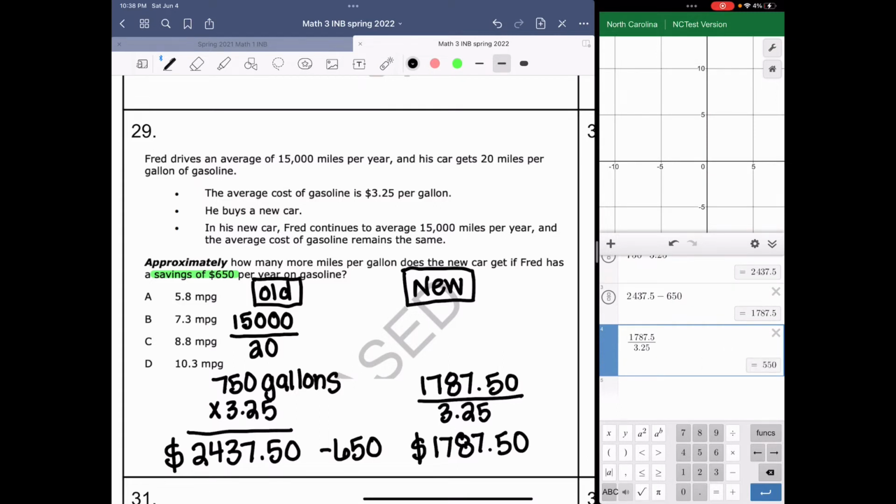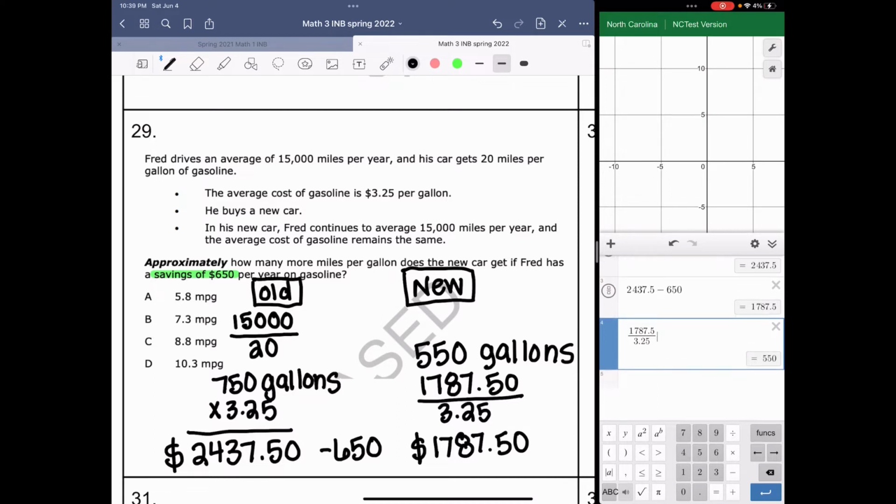So he's using 550 gallons. Well, if he's using 550 gallons, then we need to figure out how many miles per gallon he's getting. All right, so we know he's getting 550 gallons in his new car. That's how many gallons he's using per year.